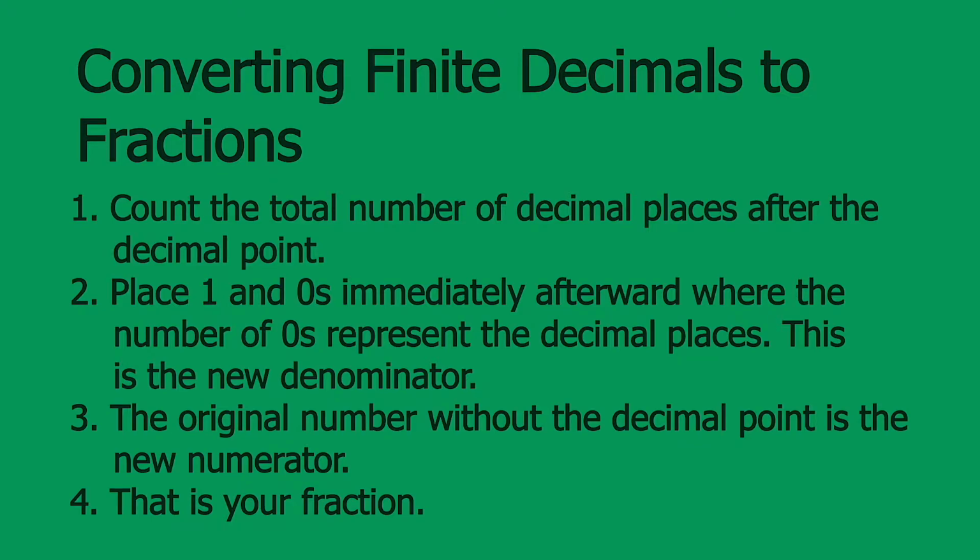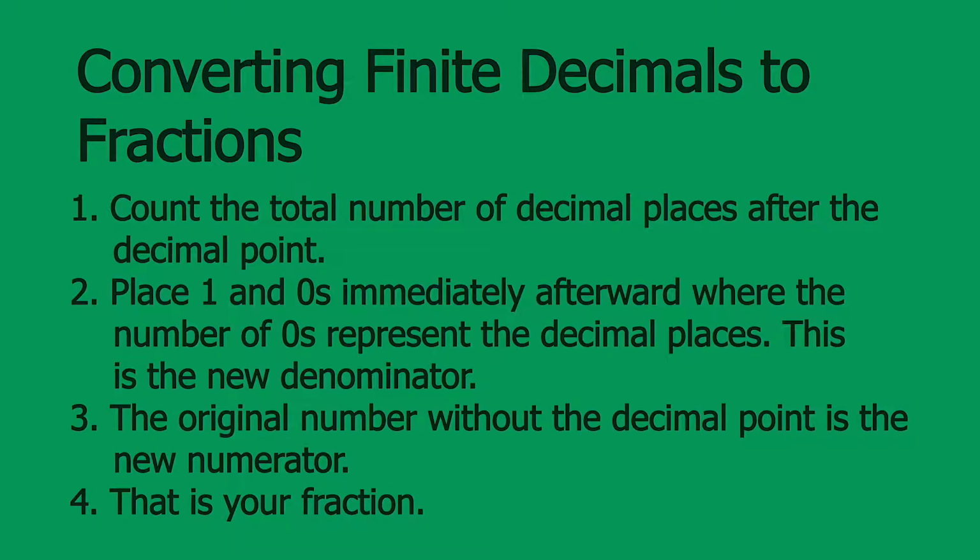First, you're going to count the total number of decimal places after the decimal point. Simple as that. Second, for that total number of decimal places, you're going to put a 1, then whichever: you have tenths, hundredths, thousandths, so it's going to be 10, 100, 1000, 10,000, and so on and so forth. That is your new denominator. The original number, minus the decimal point, so you're taking that away, that's going to be your numerator. So your fraction after you convert it is the new numerator, the original number with the decimal point taken away, and the bottom is the denominator, which is the 1 and the number of zeros for tenths, hundredths, and so on, depending on the problem.